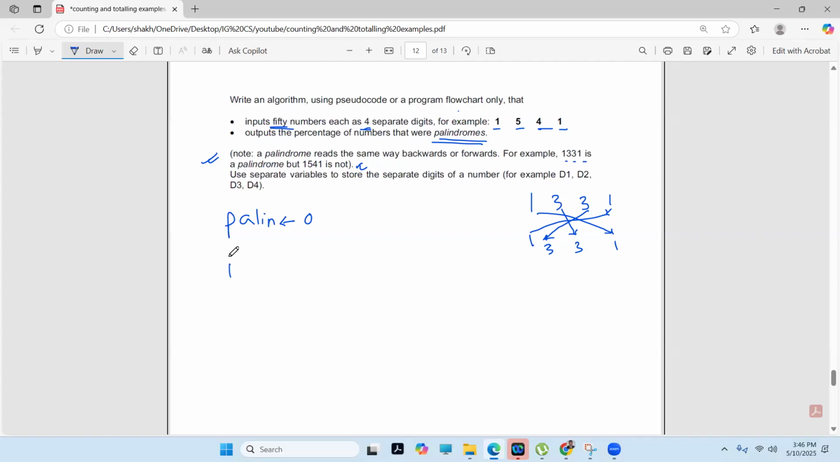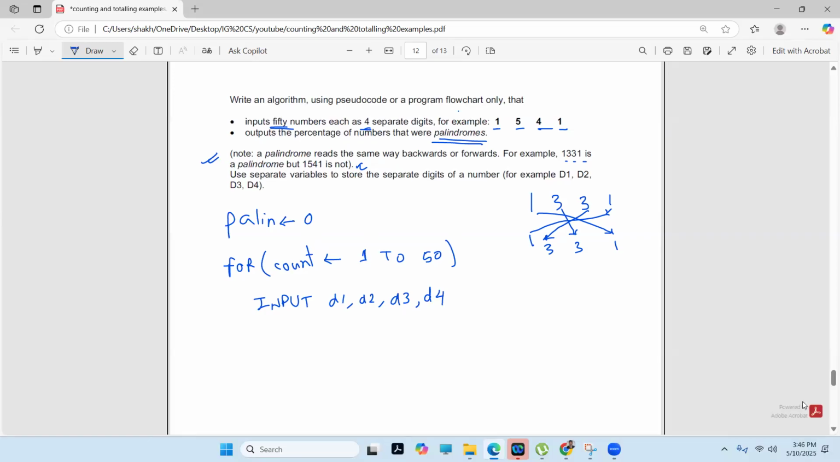Okay. So for count is 1 to 50, input. We cannot write the number itself; we have to divide the number. For example, your number is 1331. So the first digit is D1, then D2, D3, and D4.